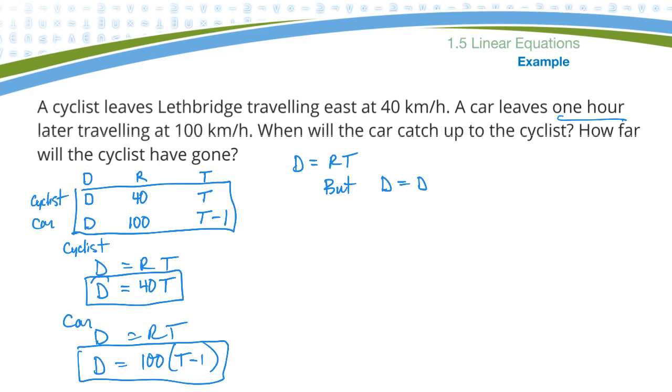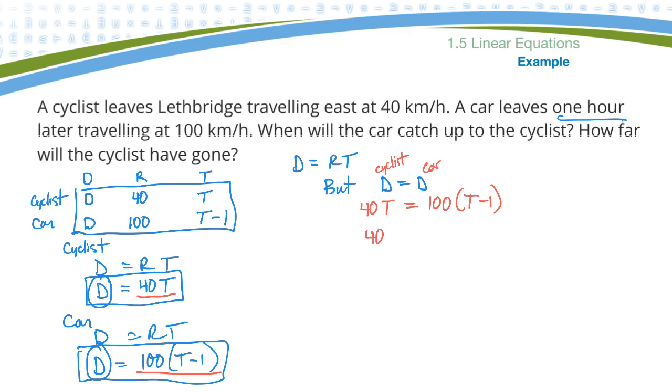So if this d is equal to this d, it follows that, let me use a different color, that this must equal that. So let me write that down. 40t must equal 100 times t minus 1. So this is like the cyclist on this side, and this is the car. Now it's a linear equation.